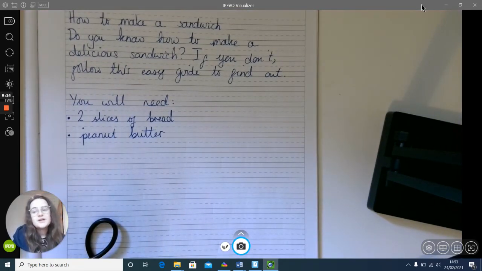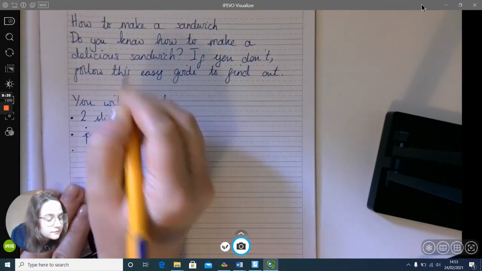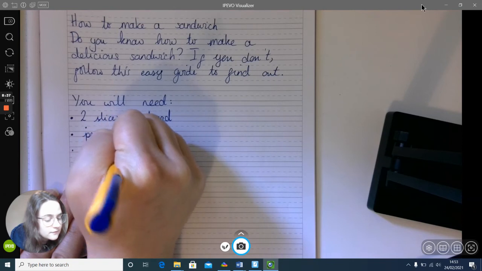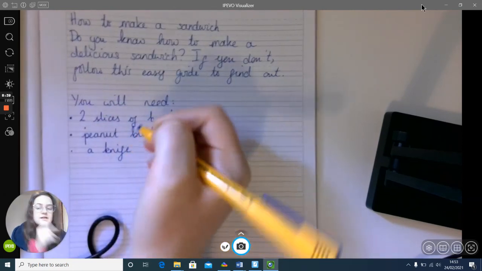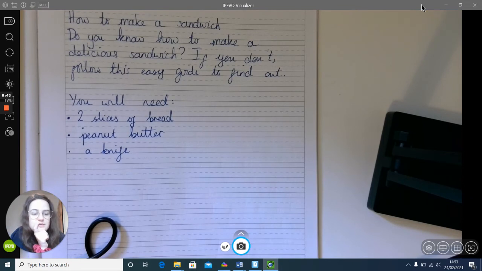I've got 2 slices of bread. I've got some peanut butter. I will need a knife to spread the peanut butter onto my bread. And I will need that knife to cut the peanut butter sandwich in half as well.